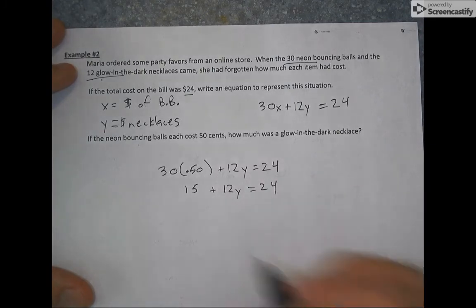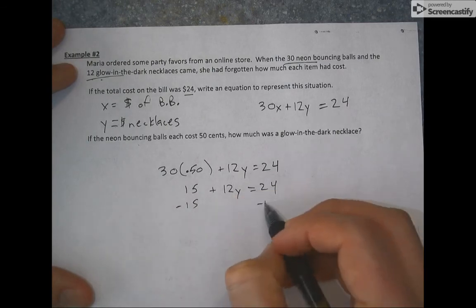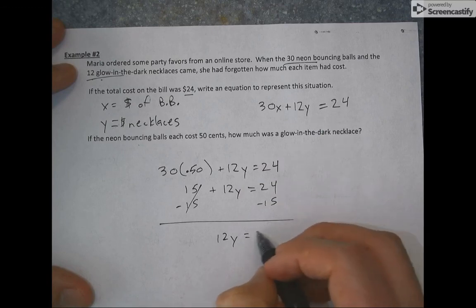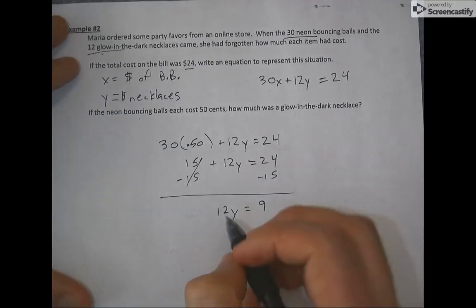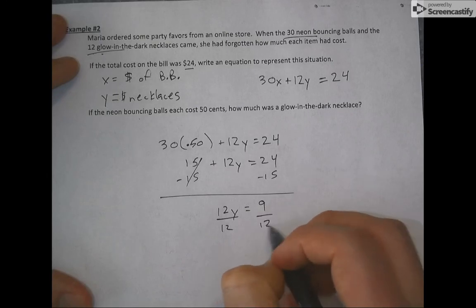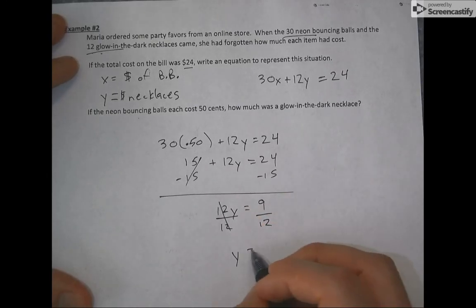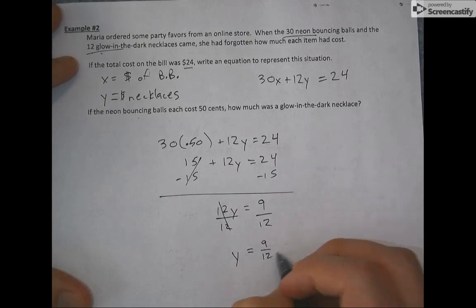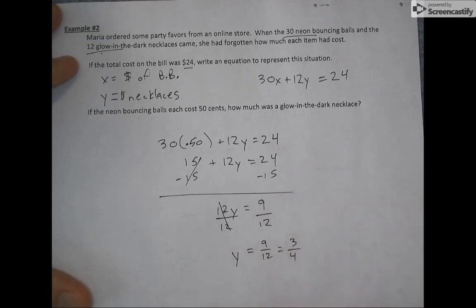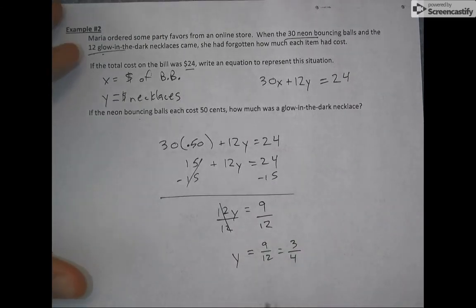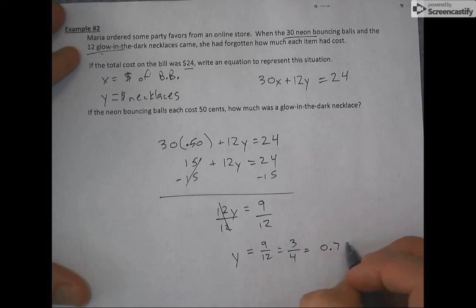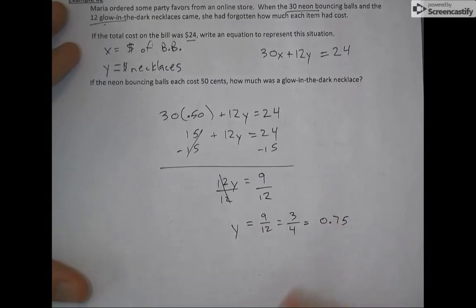Now, all I want to do is get Y by itself, so we know how to do that. And now all I want to do is divide by 12. And I'm going to leave this fraction, 9 over 12. Simplify it, 3/4. Now, we're talking about money, so you're not going to say it costs 3/4. Turn it into a decimal. We should know what it is, but if you divide 3 divided by 4, you're going to get 0.75, which would be 75 cents.